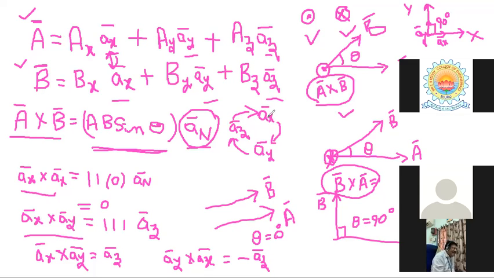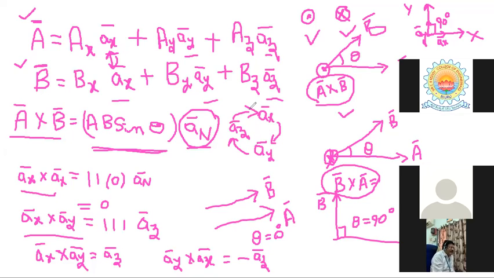See, ax bar cross ay bar is equal to az bar. If you go in a clockwise direction, you can easily say ax bar cross ay bar is equal to az bar. Ay bar cross az bar is equal to ax bar. Az bar cross ax bar is equal to ay bar. If you go in anti-clockwise direction, you will get it as negative. That means ax bar cross az bar, as I have just seen, is equal to minus ay bar.